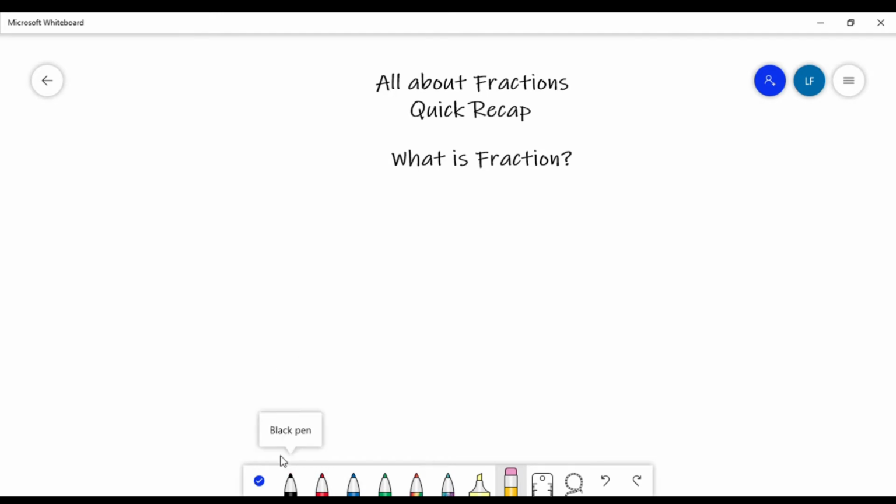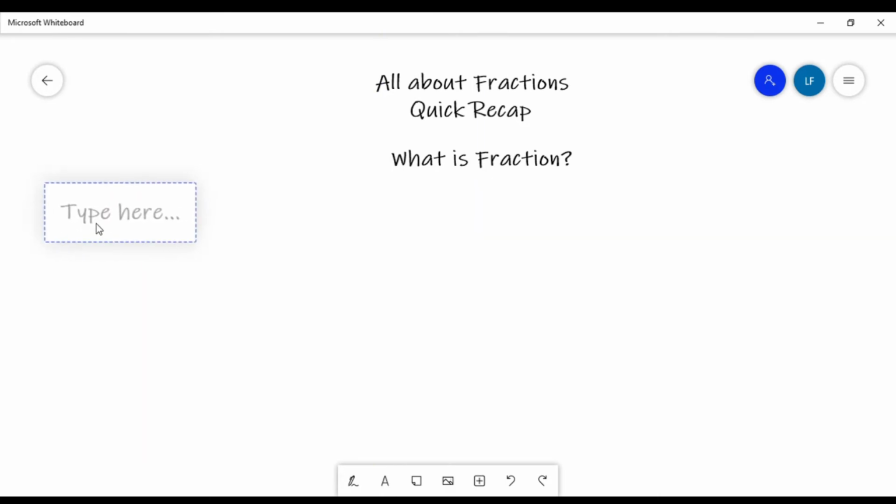Okay, so now we know what a fraction is. Now let's learn what the different types of fractions are. There are many types of fractions, which I will teach you right now. So there is the like fraction.